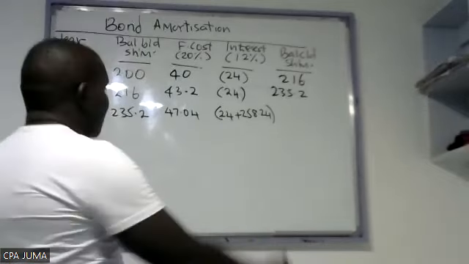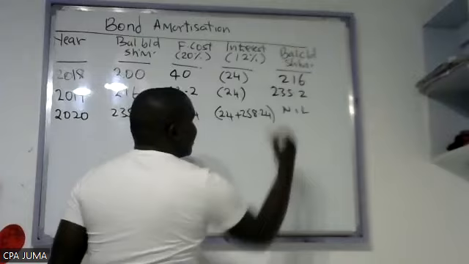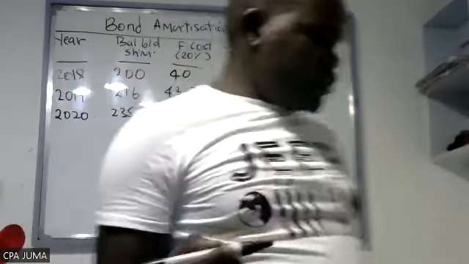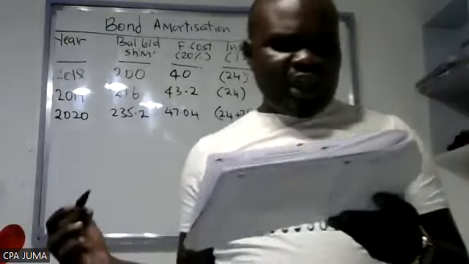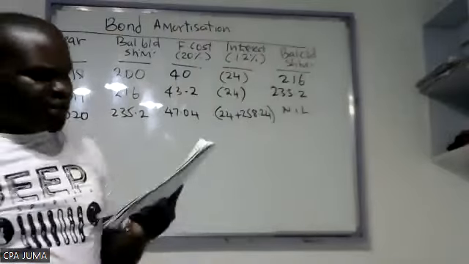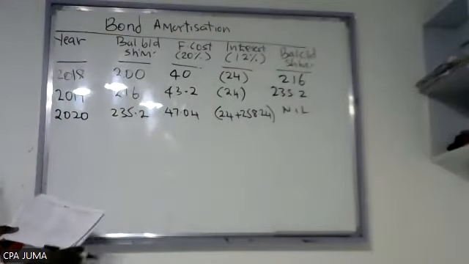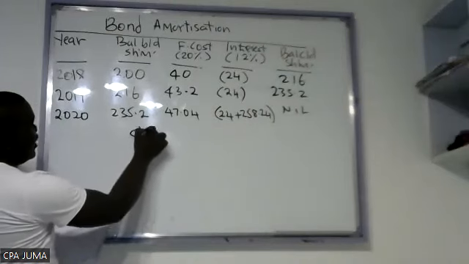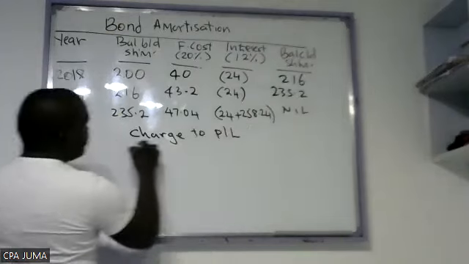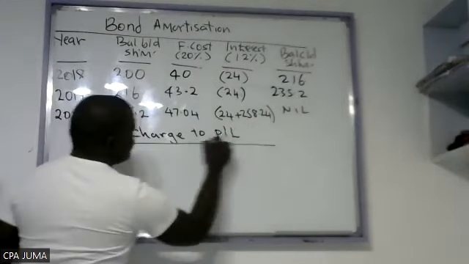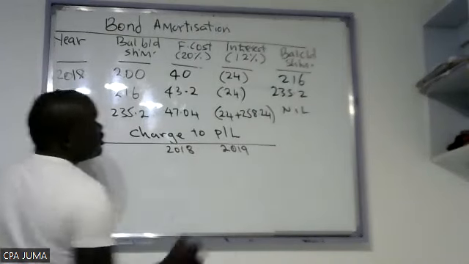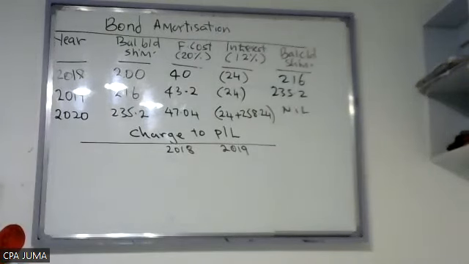You get zero. So that is nil. But now you see, that was not the question. The question was charge to the income statement. So charge is just an extract for the year 2018 and 2019. Right there, charge to profit or loss, 2018, 2019. This is where now we are answering the question.